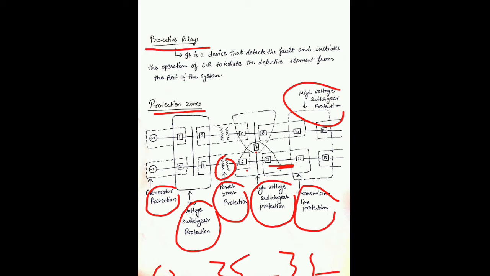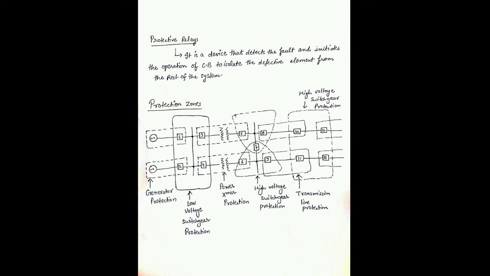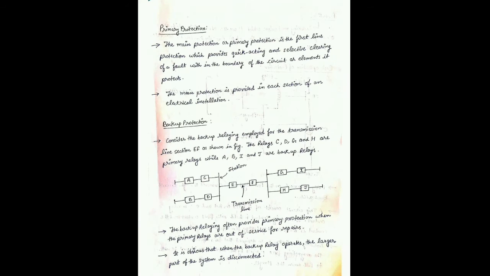After that there is a transmission line, which will be protected by circuit breaker 9 and circuit breaker 11. After that there is a high voltage switchgear protection, which can be protected by 10 and 12. In this way we can divide the protection into zones 1, 2, 3, 4, 5 and 6. They are the 6 protection zones shown in the given figure.